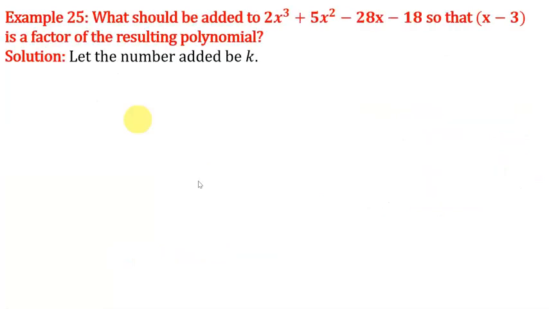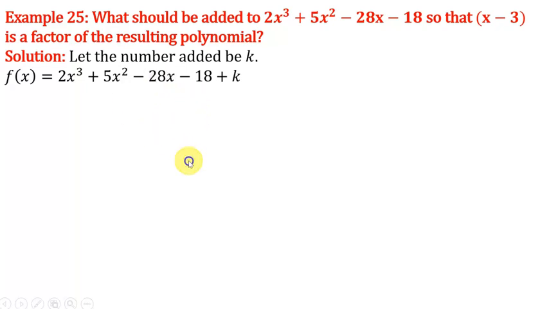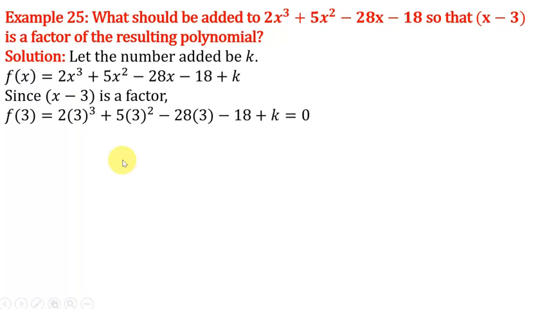Now next, problem number 25. What should be added to x cube plus 5x square minus 28x minus 18 so that x minus 3 is a factor of the resulting polynomial? Let the added number be k. Therefore f of x is equal to x cube plus 5x square minus 28x minus 18 plus k. Since x minus 3 is a factor, the value of that polynomial must be 0. Replace x by 3: 3 cube plus 5 into 3 square minus 28 into 3 minus 18 plus k is equal to 0.